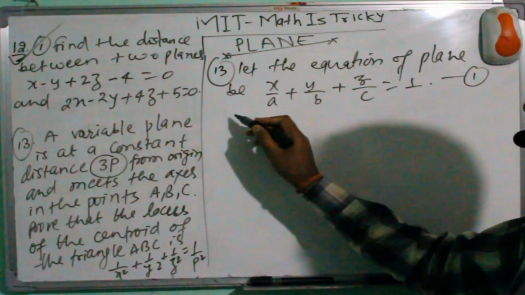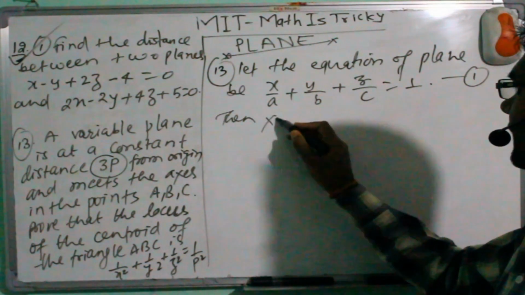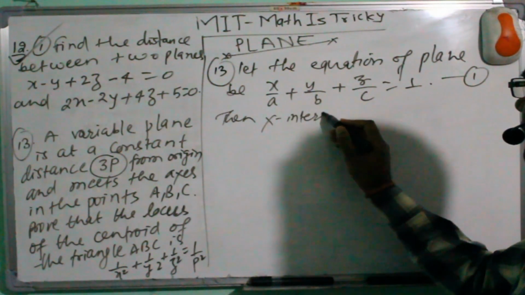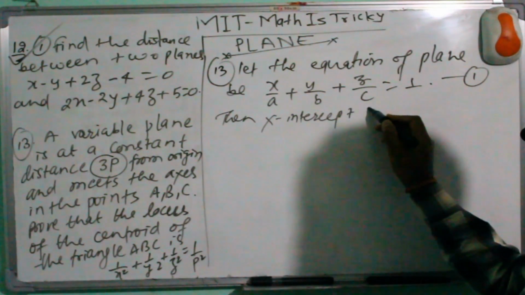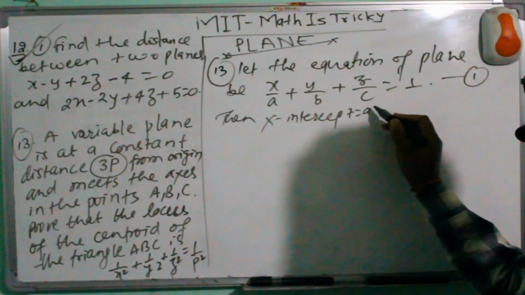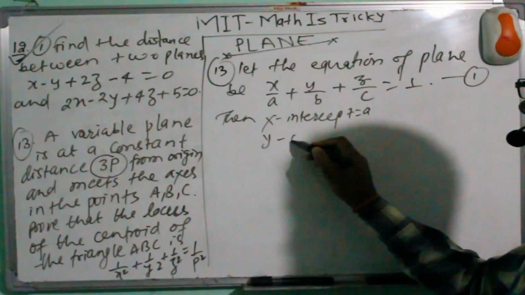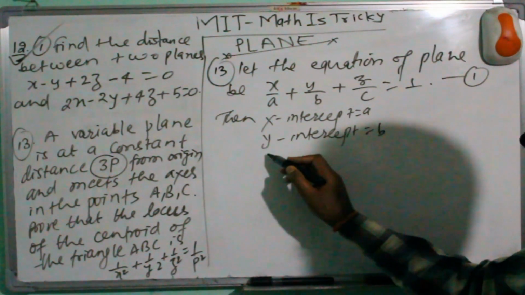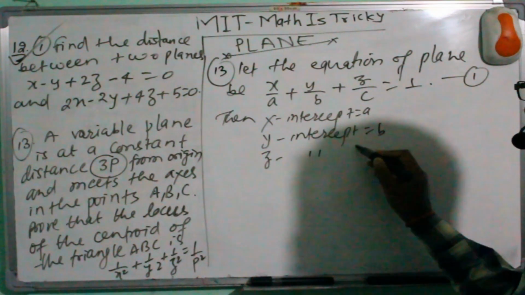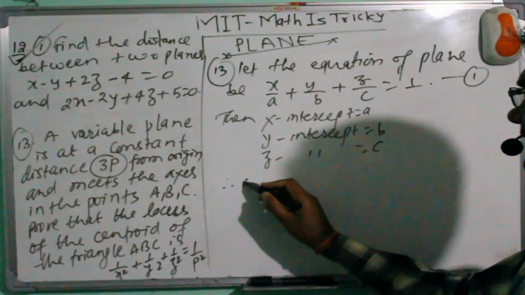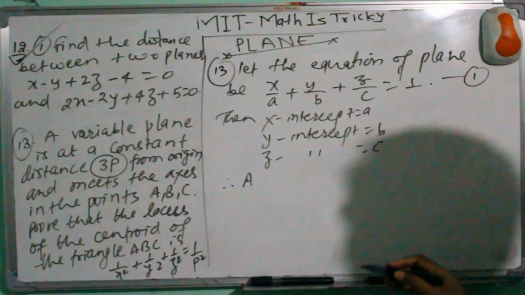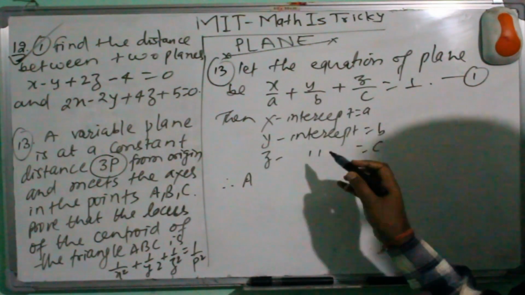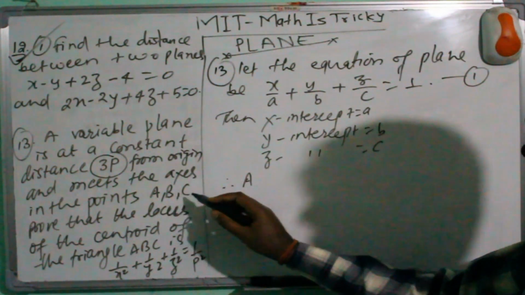Let equation 1. Then x-intercept equals a, y-intercept equals b, and z-intercept equals c. Therefore we can write here, this plane cuts the x-axis, y-axis and z-axis at a, b, c.